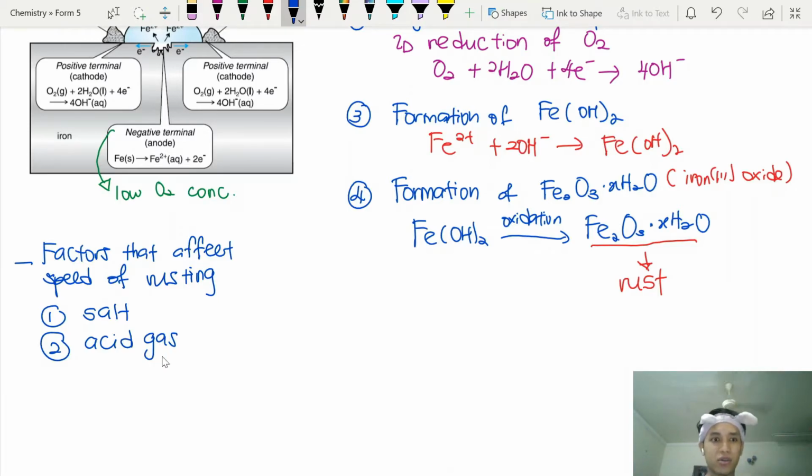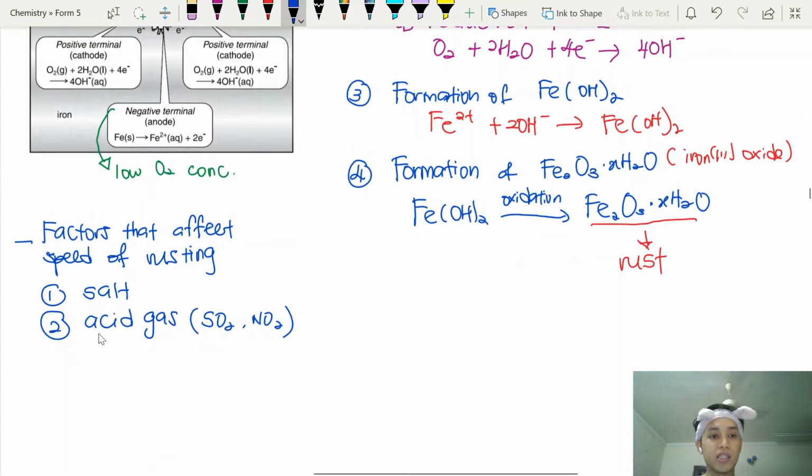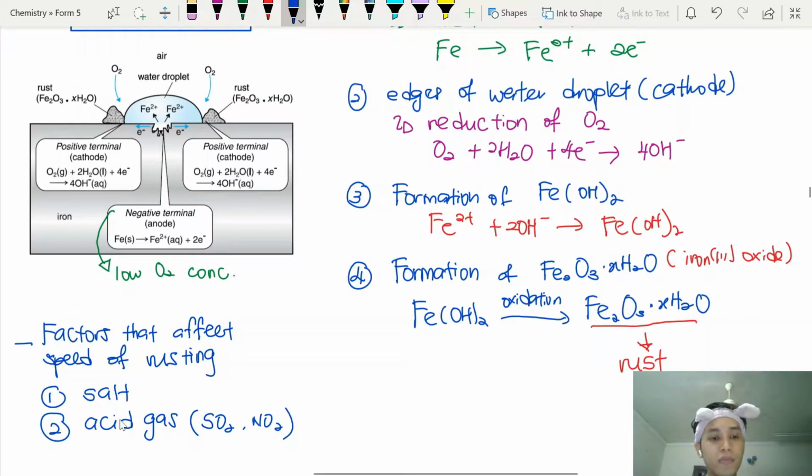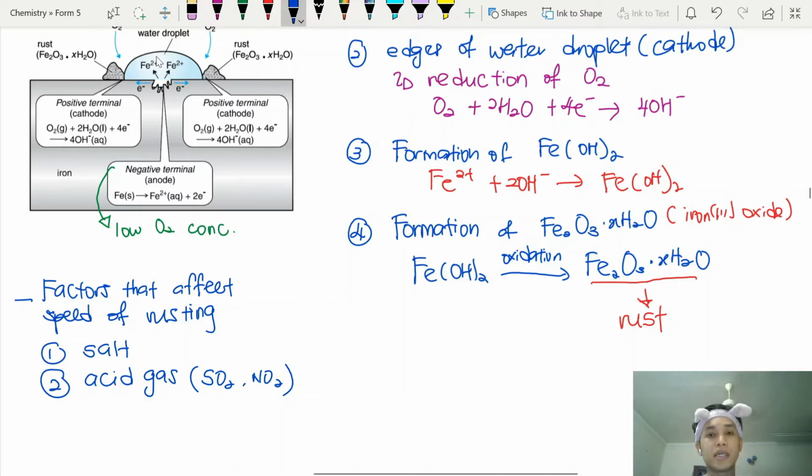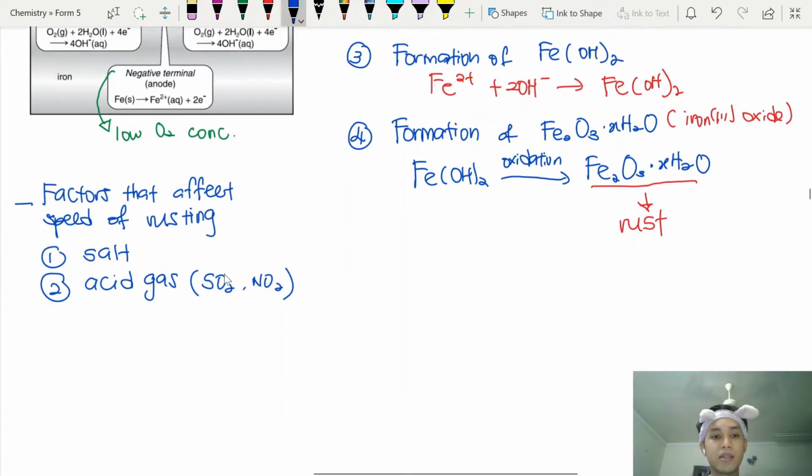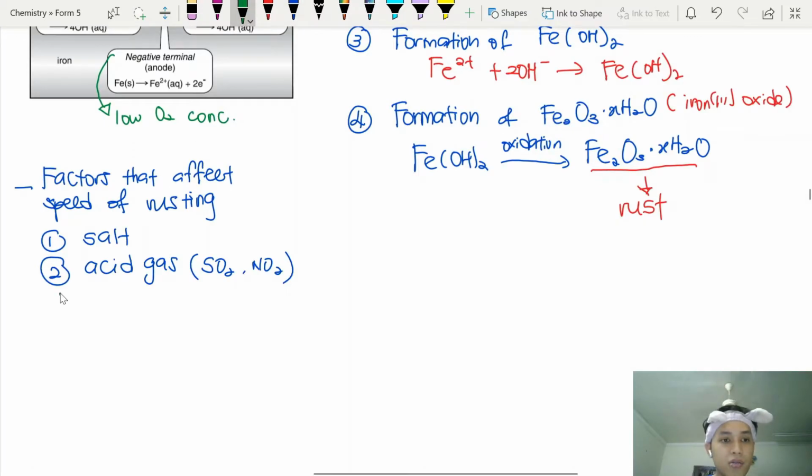It doesn't matter whether it is a gas or liquid acid, but normally because your metals are exposed to air, if you have acidic gases, for example sulfur dioxide or nitrogen dioxide, this will cause the rusting to happen faster. Now why do these two things make the rusting process happen faster? It is because your salt and your acidic gases will dissolve in the water. When they dissolve in water, they make the water become a better electrolyte. So why does it become faster?